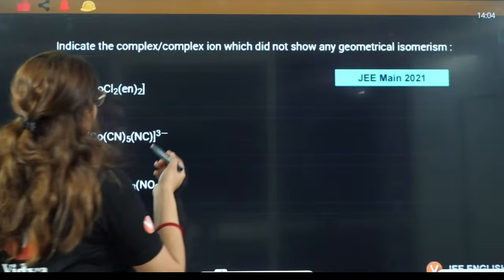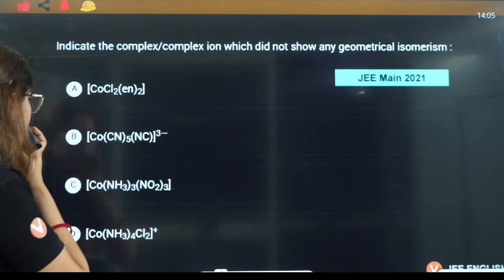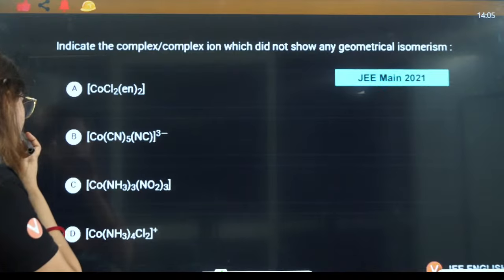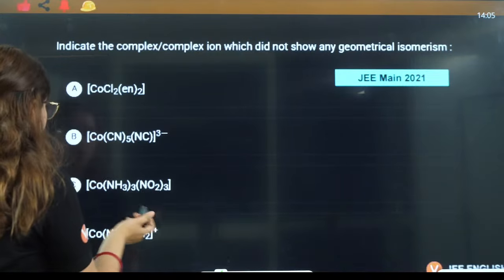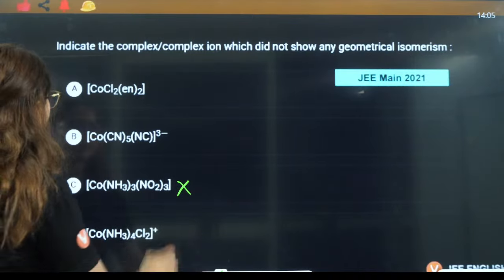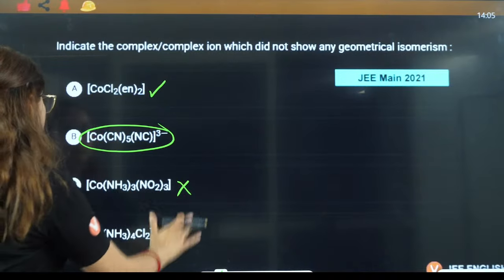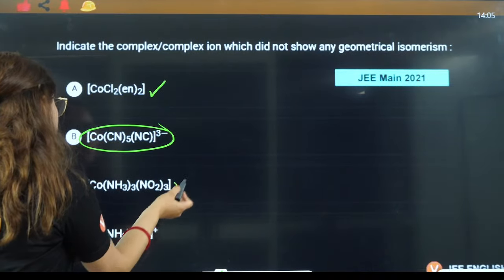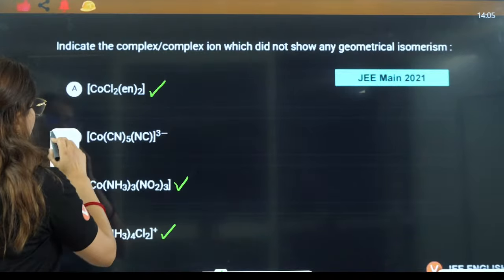See, if you talk about GI, tetrahedral will not show GI. A3B3, that can show GI. This is not correct. Another one, this cannot show, this will show GI again. Okay, this will also show GI. This is also show GI. This one will not show GI.